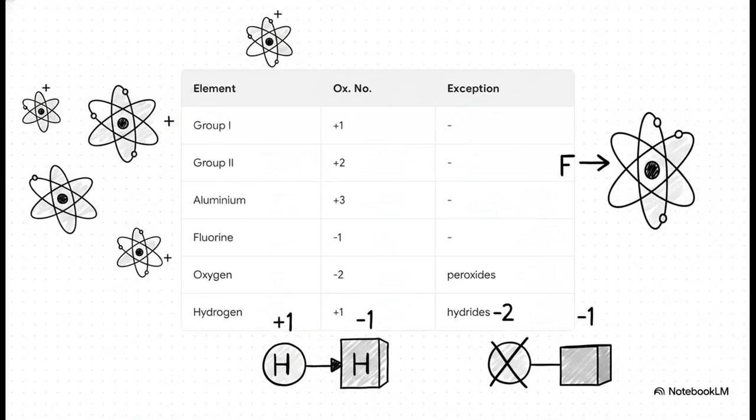Let's break down a quick cheat sheet for you. Group 1 metals are always +1. Group 2 metals, always +2. Fluorine is the ultimate absolute. It is always -1, no exceptions. But you definitely need to watch out for the exceptions. Oxygen is almost always -2, except in peroxides. Hydrogen is almost always +1, except in metal hydrides. Prioritize those absolutes and exceptions and you will never get stuck.